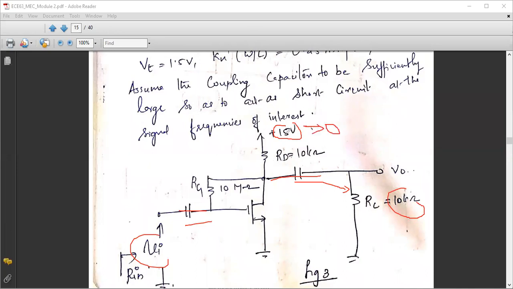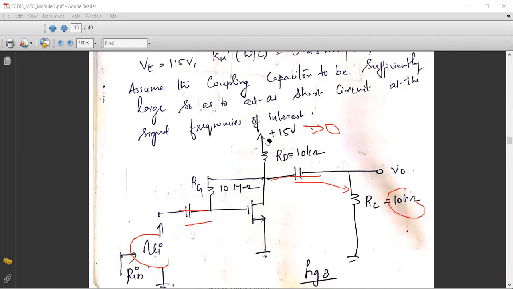Whenever we are deactivating this plus 15 volt, we have to keep a ground over here. While drawing the small signal equivalent circuit, this plus 15 volt is to be deactivated and replaced by a ground terminal. So in fact, this drain resistance will now get connected between the drain and ground. Both resistances RD and RL are now connected between drain and ground. Why? Because this plus 15 volt is replaced by ground and the capacitor is also a short circuit.